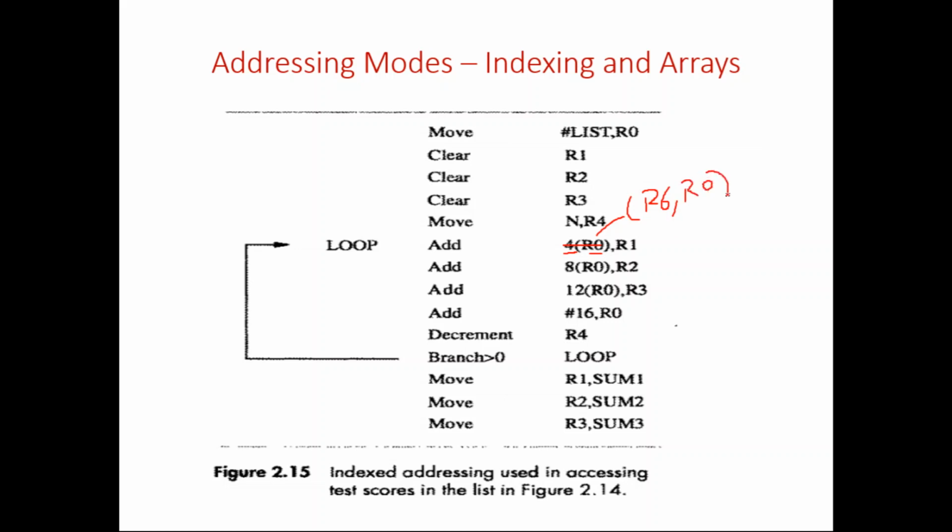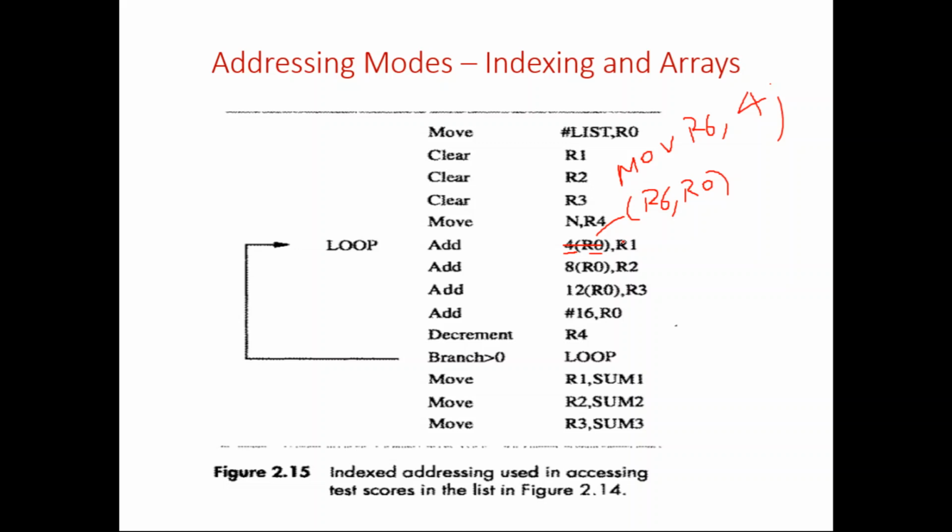then what does it mean? R6 will be added with R0. R0 is 1000 plus R6, so R6 should contain 4. Let us assume previously we moved 4 to R6: move R6 comma 4, immediate value 4. Now R6 will be added with R0. R0 is 1000. 1000 plus 4 is 1004. So the value at 1004 will be moved to R1.